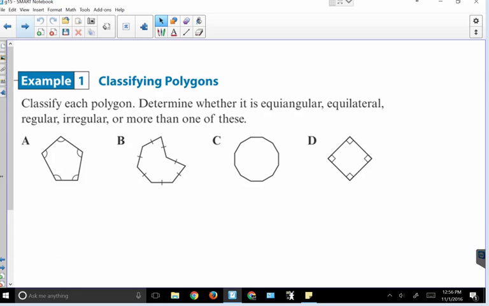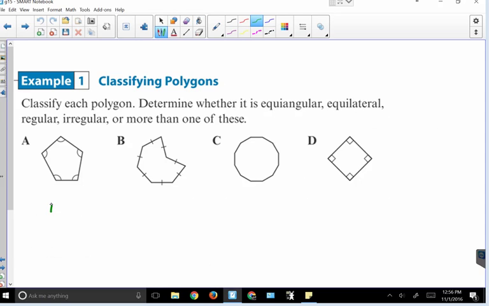It's fairly easy, right? If I take a look at A, what does A only appear to be? Equiangular, okay? Well, did you read the instructions? Determine whether it is equiangular, equilateral, regular, irregular, or more than one of these. And some of you just look at it and think you know what the answer is. Read the instructions. It's unfortunate that you guys keep getting things wrong because of that.